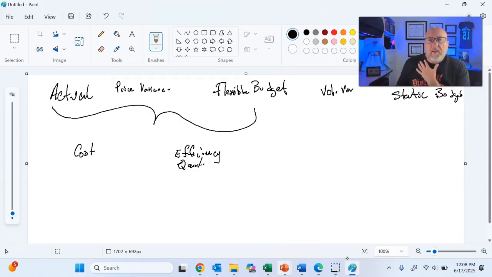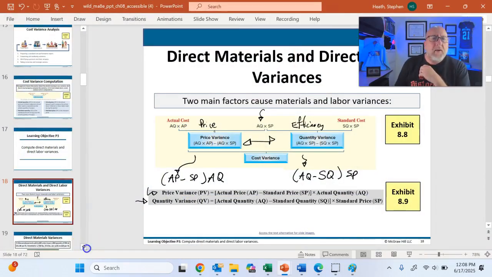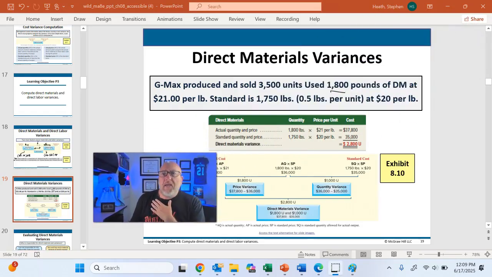Okay? So now let's go back to the slides, and I think maybe we should just go through an example. So the example here is GMAX produced and sold 3,500 units. In the production of 3,500 units, it actually used 1,800 pounds. And so maybe I'm going to move my formula. I think this is the actual quantity.